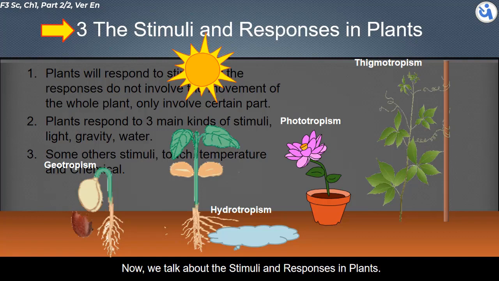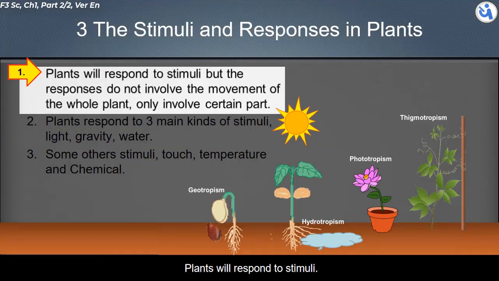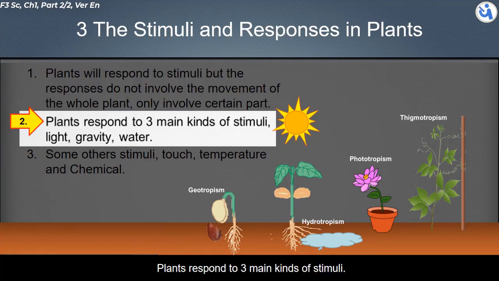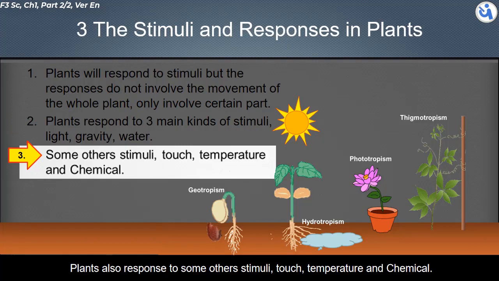Now, we talk about the stimuli and responses in plants. Plants will respond to stimuli. But the responses do not involve the movement of the whole plant, it only involves certain parts of plants. Plants respond to 3 main kinds of stimuli. They are light, gravity, and water. Plants also respond to some other stimuli: touch, temperature, and chemicals.